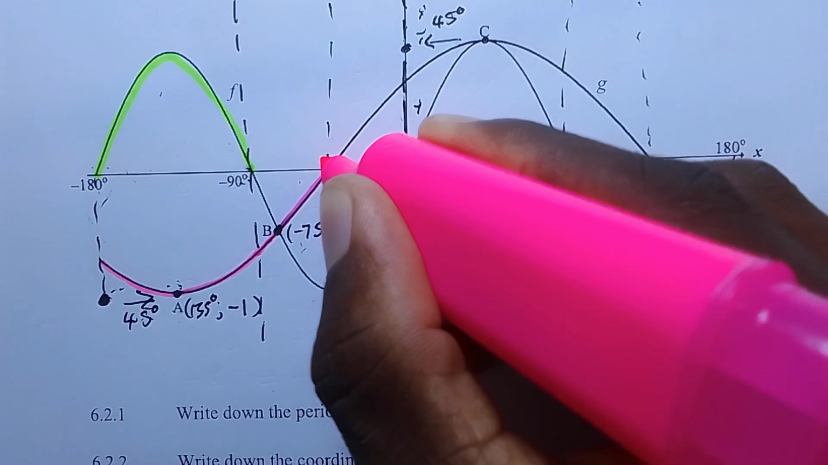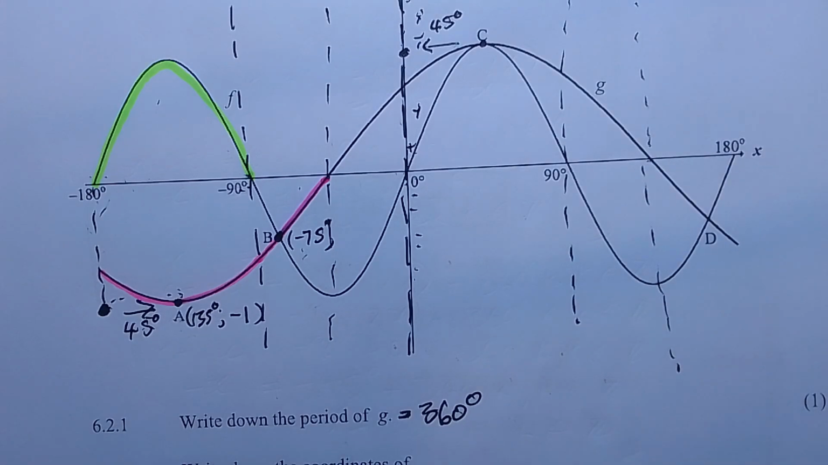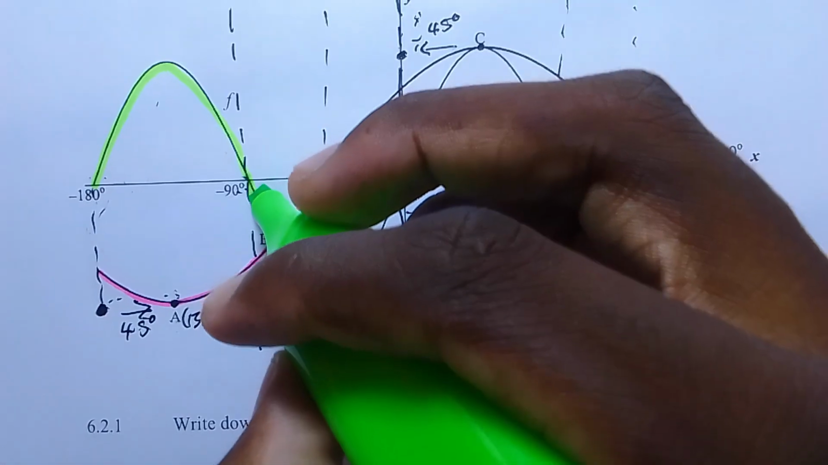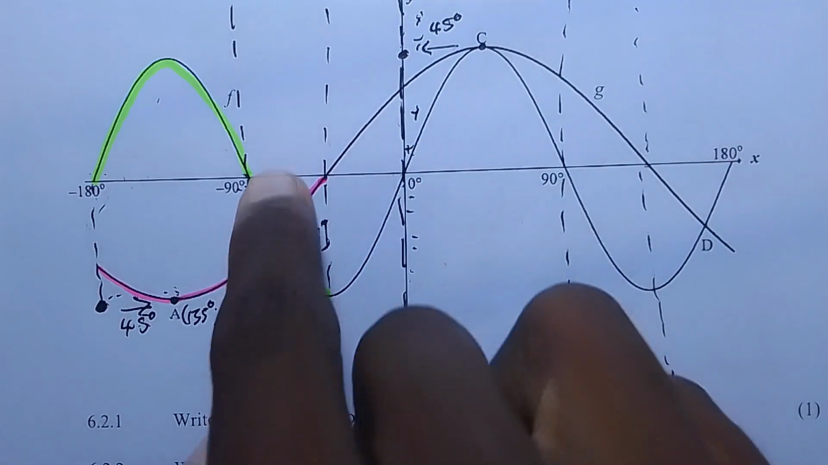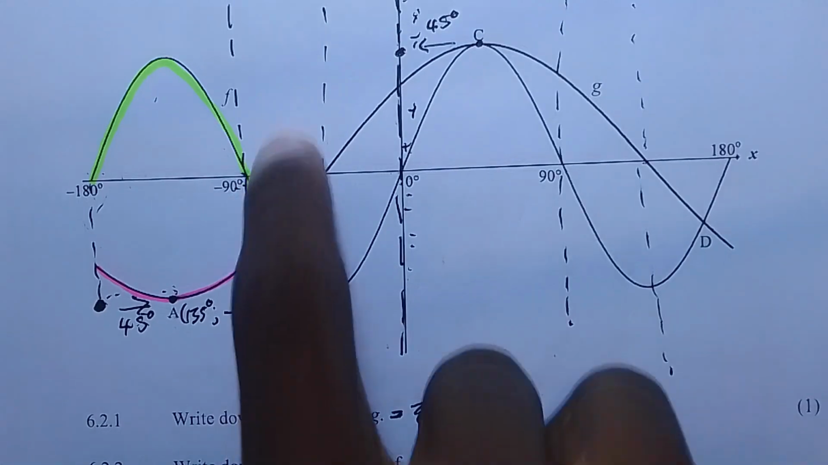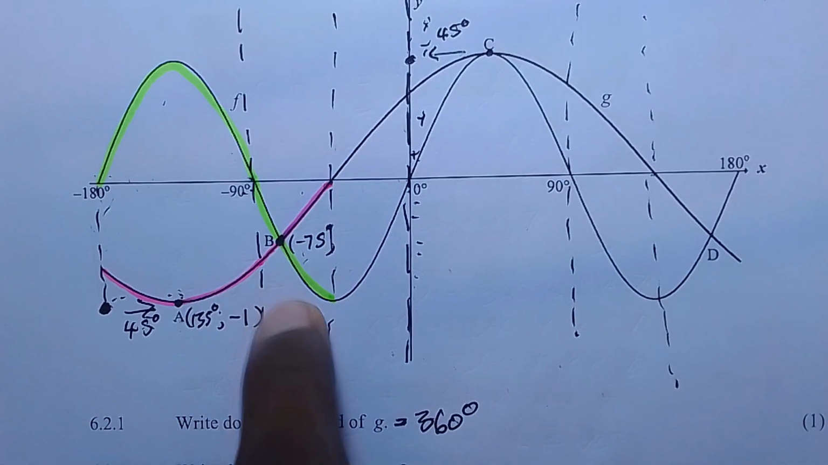However, here in this range, g is negative and f is also negative. Now they are both on the same side. Therefore, this range we would not include in our answer because they are on the same side.